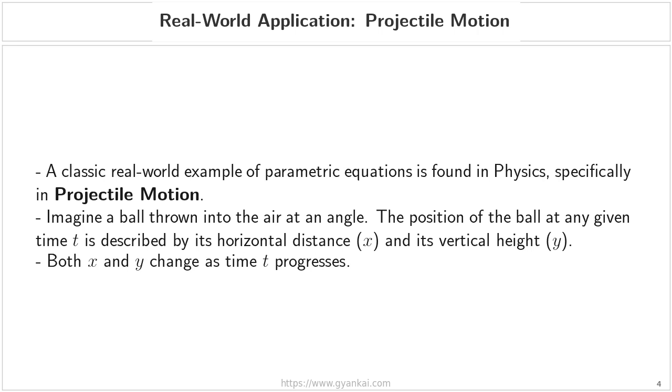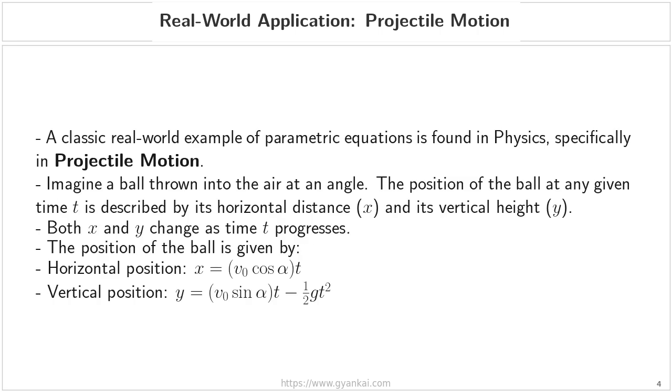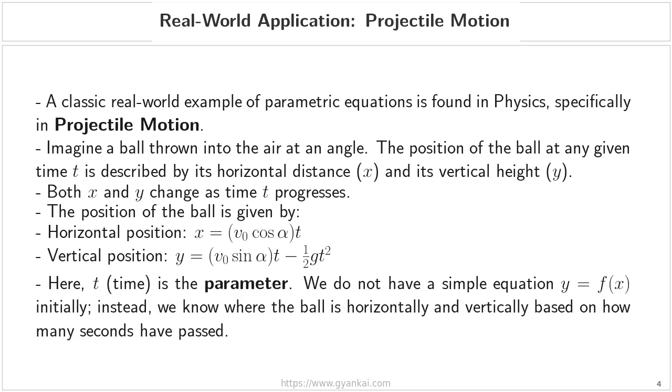It is important to notice that both the horizontal distance x and the vertical height y are changing simultaneously as time, represented by the variable t, progresses. If we look at the mathematical formulas for this motion, the horizontal position is defined as x equals v0 times the cosine of alpha, multiplied by t. Meanwhile, the vertical position is defined as y equals v0 times the sine of alpha times t, minus 1/2 g t squared. In this scenario, time, or t, serves as the parameter.